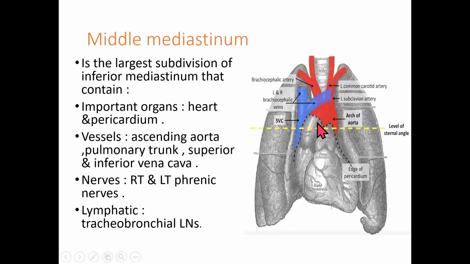The middle mediastinum is the largest subdivision of the inferior mediastinum that contains the important organs, the heart and pericardium, and the vessels, which are the ascending aorta, pulmonary trunk, superior and inferior vena cava, right and left phrenic nerves, and tracheobronchial lymph nodes.